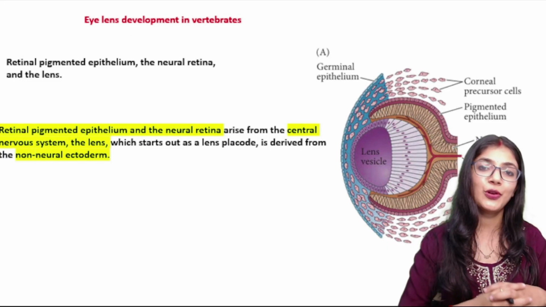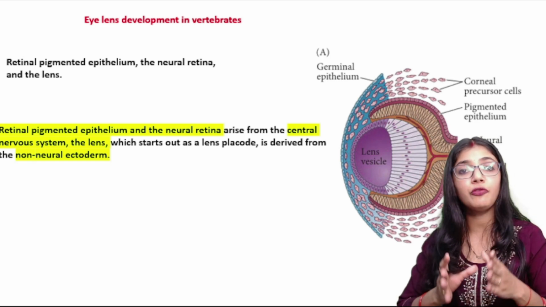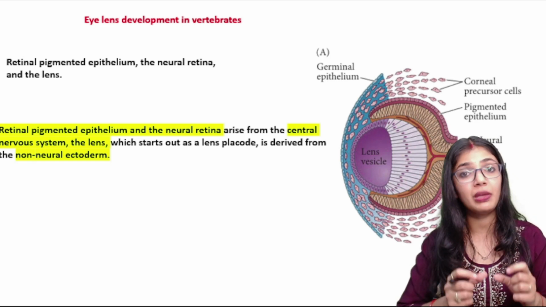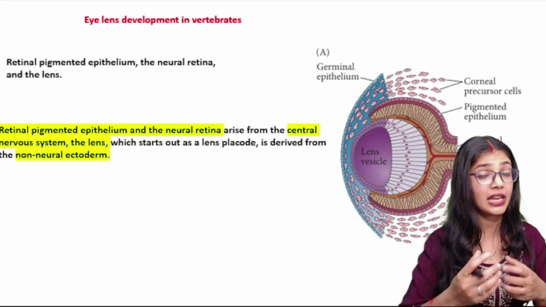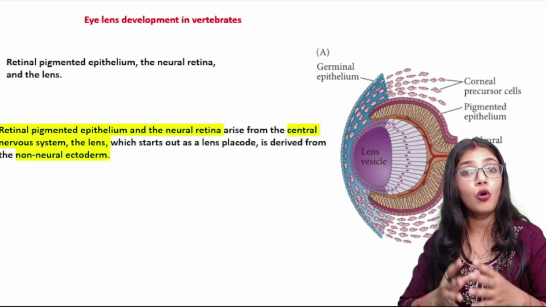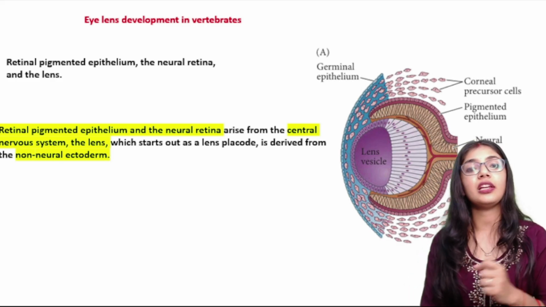In today's video, we are going to discuss eye lens development in vertebrates. This is a part of developmental biology, and from this topic there are certain experimental questions asked in CSIR Life Science NET. It can be of 4 marks. I hope after seeing this complete lecture, you will be able to solve those questions. So let's get started with the video, guys.